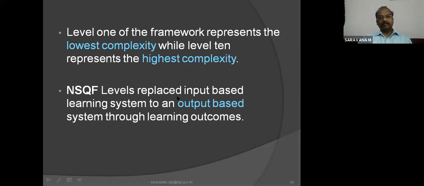So NSQF levels replaced the input-based learning system with an output-based system through learning outcomes. As I told you, 30 years before we had a syllabus. Our CTS courses are called basic level and post-advanced courses. So basic level courses are 1 year and 2 year courses. Advanced courses are 8 months and post-advanced courses are 4 months. That was our training system 30 years before. That time the syllabus was all input based.